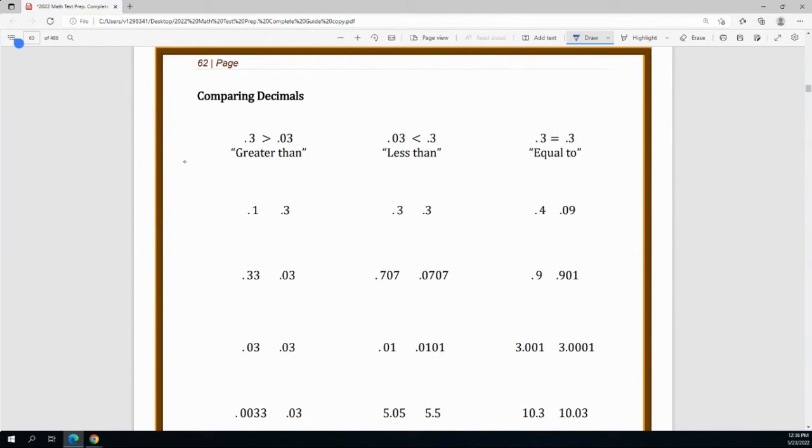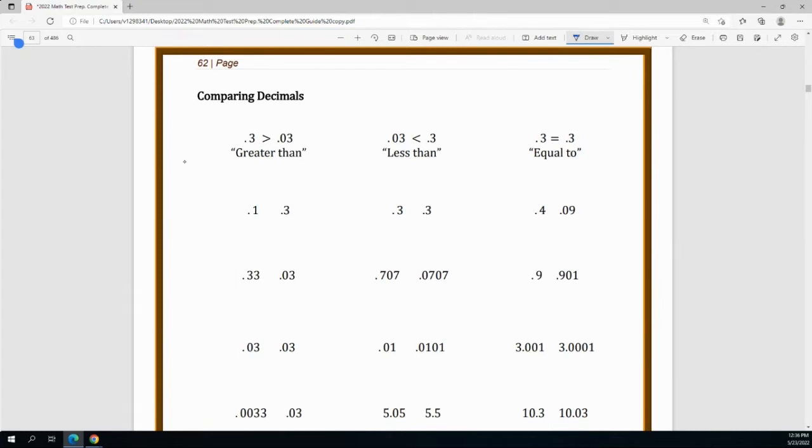Comparing decimals. Comparing just means showing something is different from another. Or are they different, or are they the same? Now, you're comparing decimals. You can compare fractions also and other numbers. But what we're going to do is use different symbols.